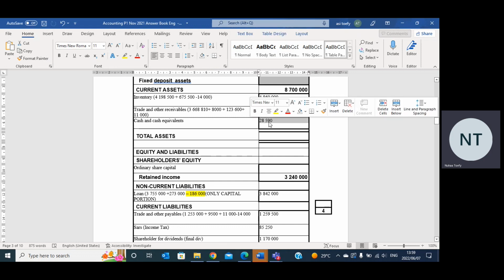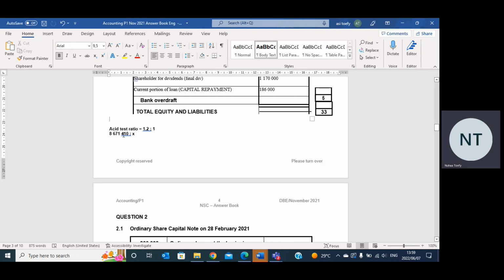So it gives me 3811410 plus 28590. Please go to your formula sheet to see what is in your asset test ratio. Remember, it is your current liabilities minus your inventory, or your debtors and your cash together. So that gives me 3840123. There we go.